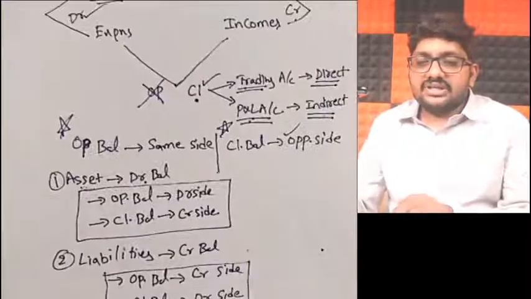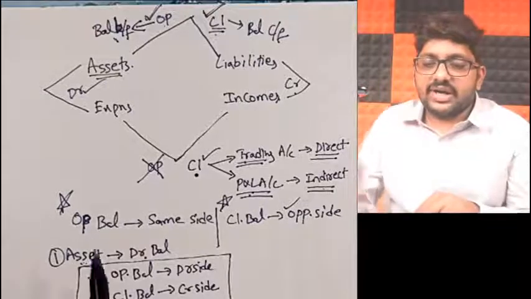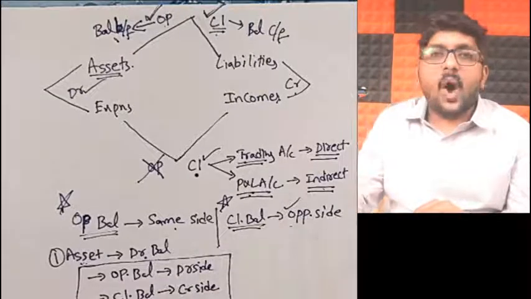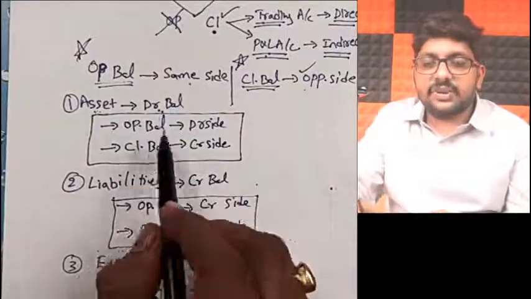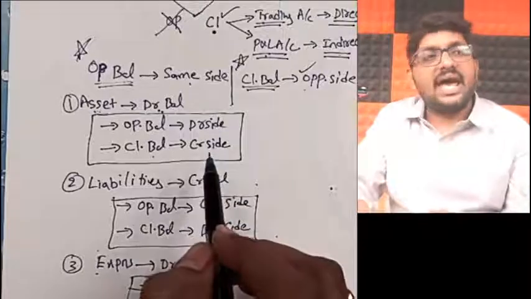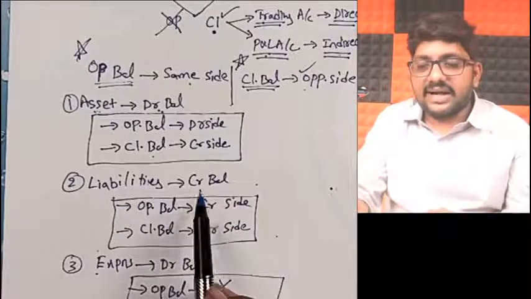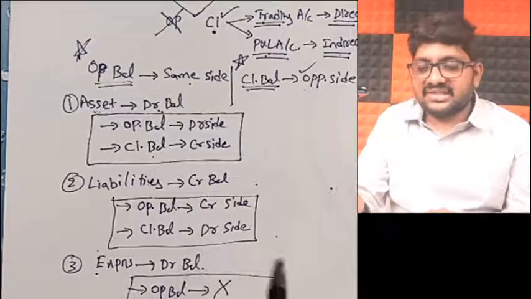So these are the rules that we have to understand in relation to ledgers, my dear friends. What did I say? Opening balance will be on the same side. Closing balance will be on the opposite side. For assets, a debit balance means the opening balance will be on the debit side and the closing balance on the credit side. Liabilities come under the credit category, which means the opening balance will be on the credit side and the closing balance on the debit side.